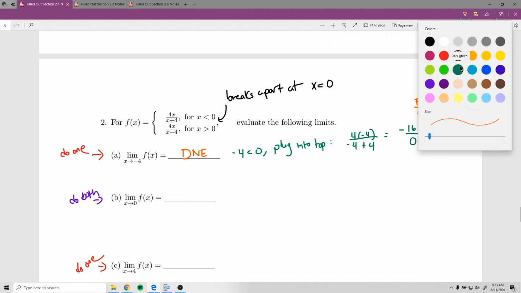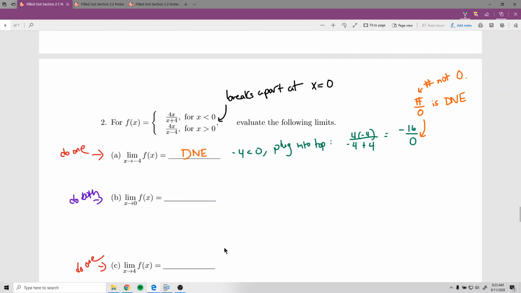If you want to jump ahead and do part C before you do part B, let's go ahead and do that. For the limit as x goes to 4, 4 is bigger than 0, so we'd use the second one. Plug into the bottom. We got 4 times 4 over 4 minus 4. And you see the same issue here. 4 times 4 is 16 over 4 minus 4, which is 0. And for the same reason, this is D and E. We have a number that's not 0 over 0.